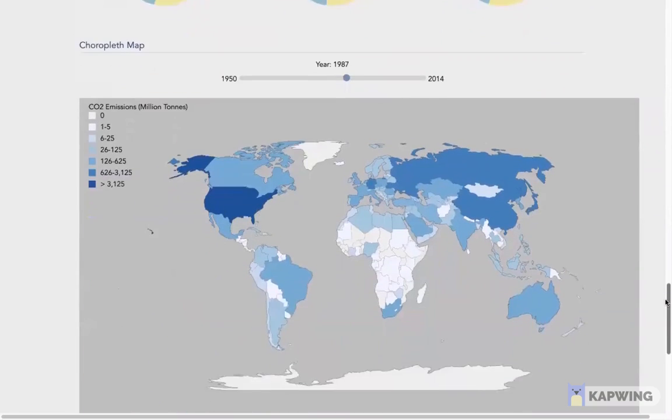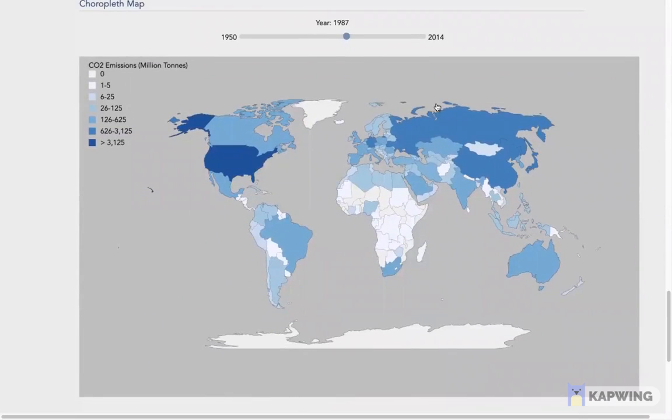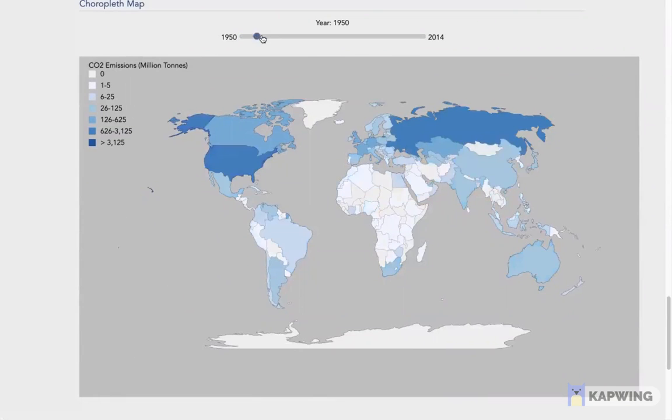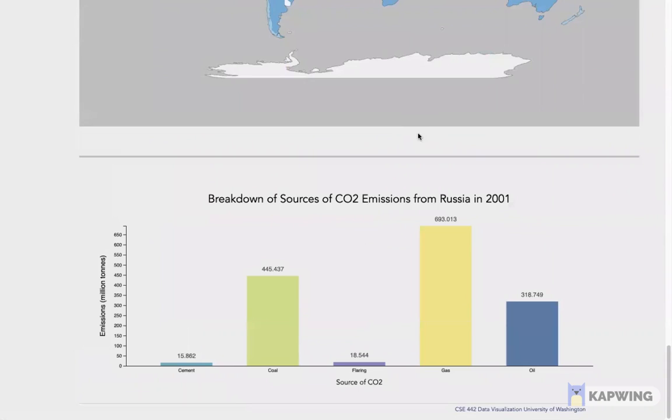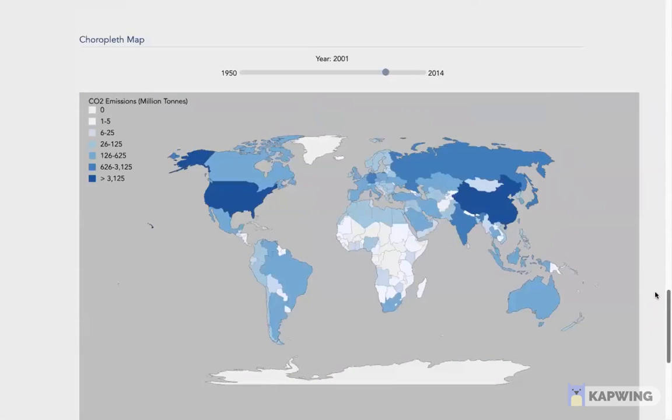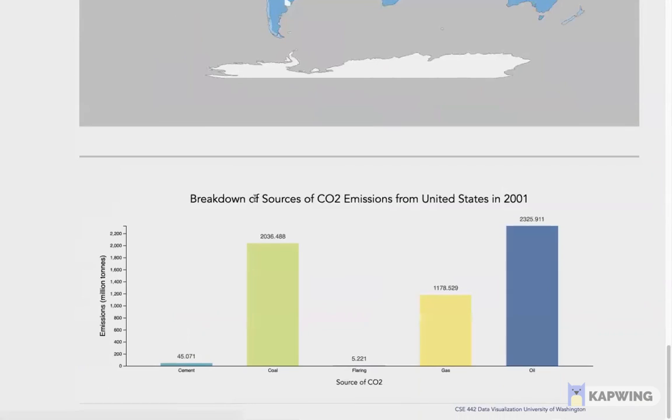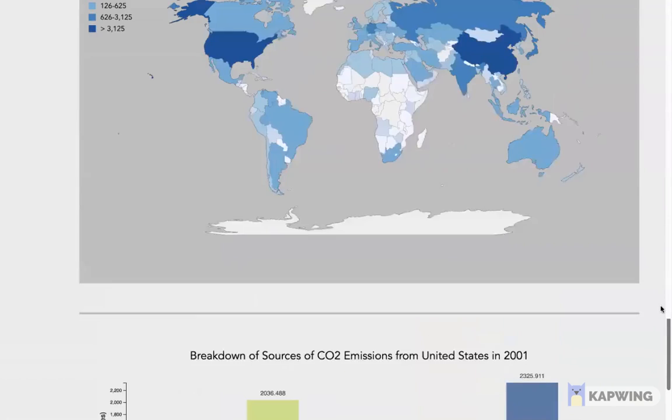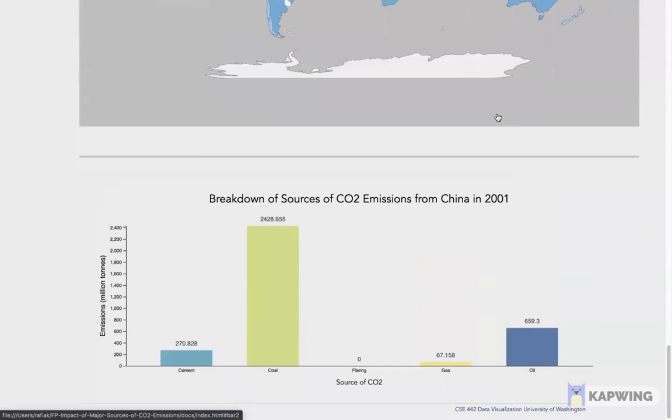Now, we'll take a step back and look at the carbon emissions from each country, broken down by year. Clicking on a country reveals a bar chart that breaks down the sources of CO2 emissions for the chosen country in the chosen year. For instance, in 2014, we can see that the US and China have some of the highest total carbon emissions in the world. By clicking on those countries, we can see that the top emission source in the US is oil, while when clicking on China, the top emission source is coal.